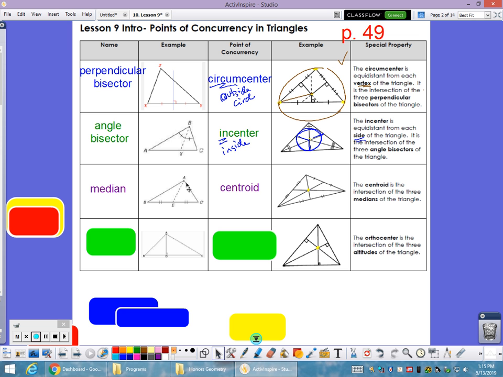So if we have three of these medians, what we're finding is the centroid. The centroid is the intersection of the three medians of the triangle.